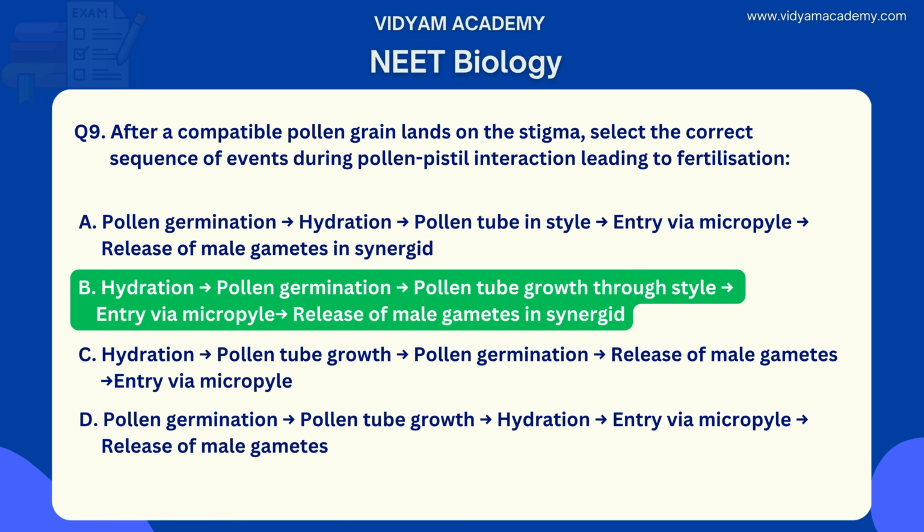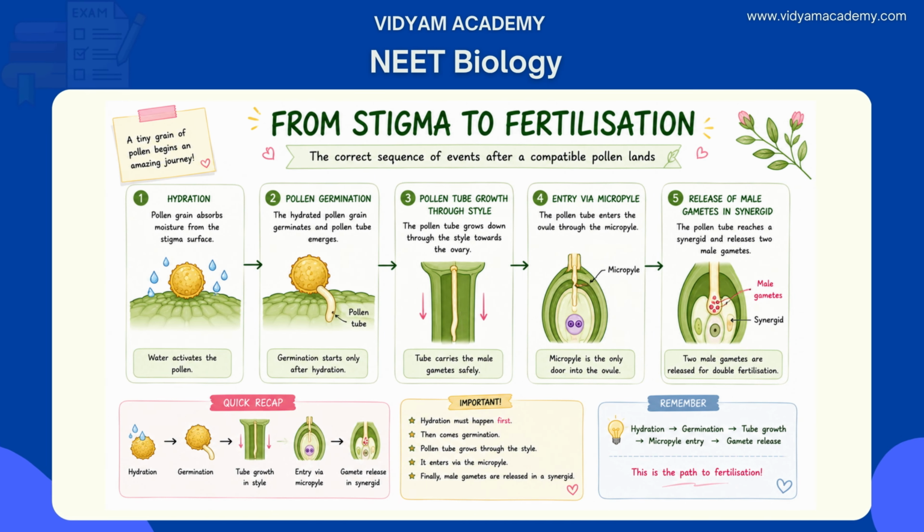Why and how? This is the explanation. When pollen lands on a compatible stigma, it first absorbs water, which is hydration, from the stigma surface. This triggers germination. The pollen tube emerges and grows through the style. The tube enters the ovule through the micropyle and reaches a synergid, where it releases 2 male gametes. Hydration always comes before germination. The pollen must be hydrated first to activate. That's the correct explanation of the right answer, what the question demands.